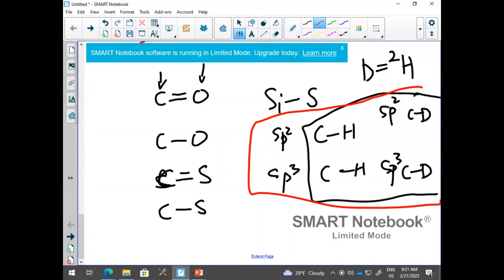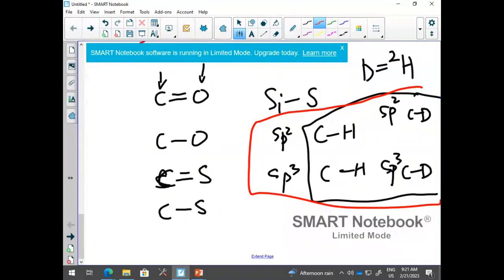Again, consider two things: bond strength and atomic mass. Jen, can you tell me which one has the highest frequency? Okay, very good. Because sp3 gives you a weaker bond, and sp2 gives you a stronger bond. So for the highest, you want a stronger bond and the lightest atom. H is the lightest atom, so the strongest bond with the lightest atom is sp2 C-H. That's the highest. And the weakest bond with the heaviest atom is the lowest.